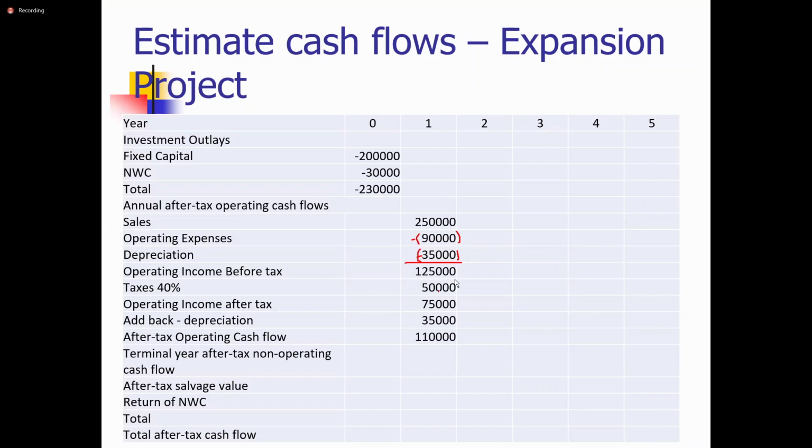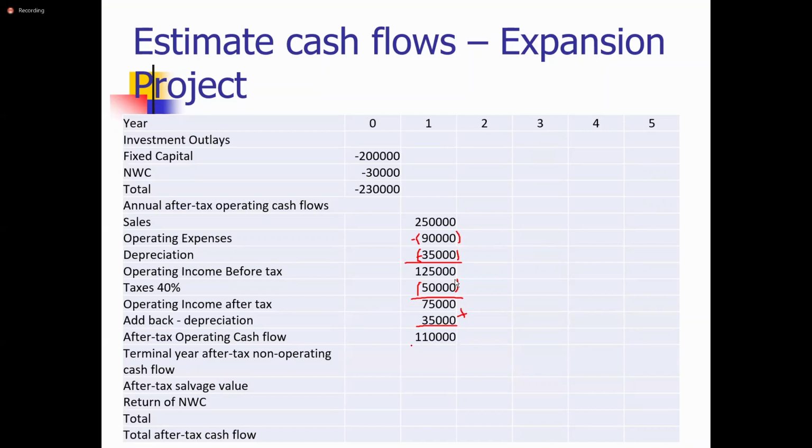So you can see operating income before tax 125,000. So tax at the 40%, 50,000. Then operating income after deducting the tax, operating income after tax 75,000. Then what you have to do, you have to add back this depreciation. This is a non-cash item. So therefore, for the net income or the operating income after tax, you have to add the depreciation.